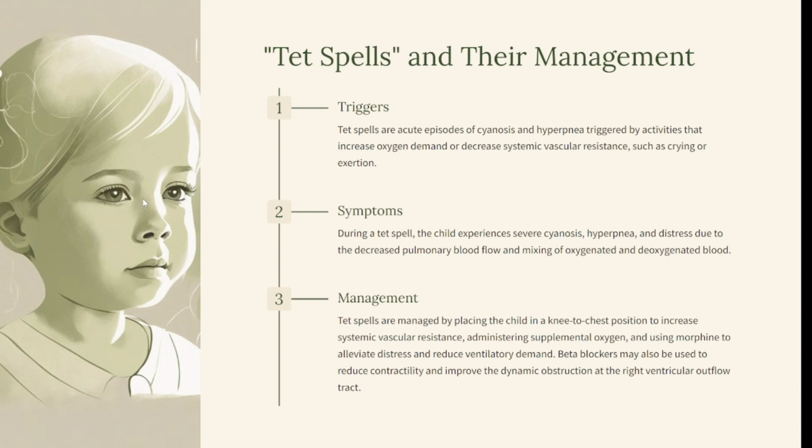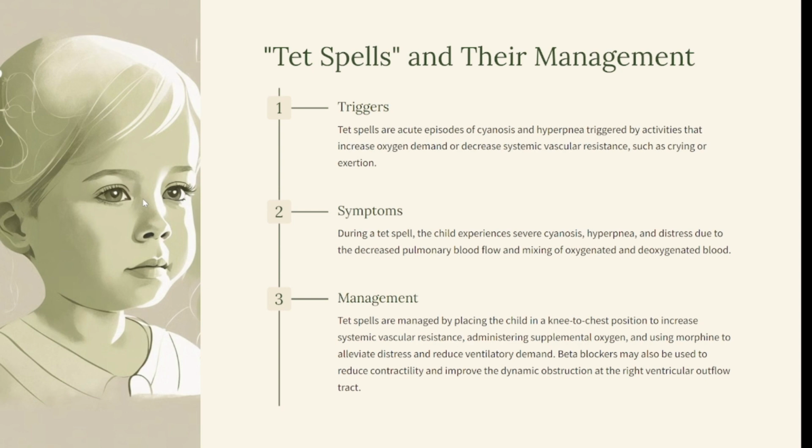Question 2. What are TET spells and how are they managed? TET spells are acute episodes of cyanosis and hyperpnea in children with Tetralogy of Fallot, triggered by activities that increase oxygen demand or decrease systemic vascular resistance, like crying or exertion.